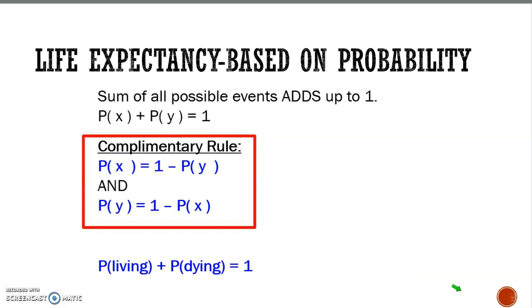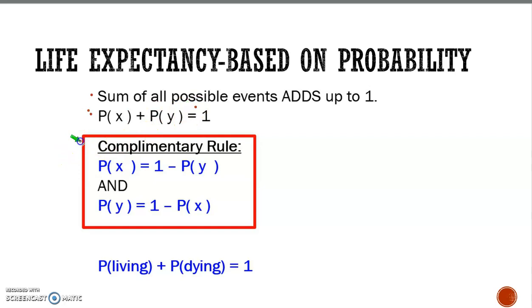Okay, life expectancy based on probability. You do have to know that the sum of all possible events will always add up to 1. So in that past example, when we did the probability of yellow socks in a pile of yellow, green, and blue socks, the probability of picking a yellow sock plus the probability of picking a blue plus the probability of picking a green will be 1. So the sum of all the possible choices will always give you 1.